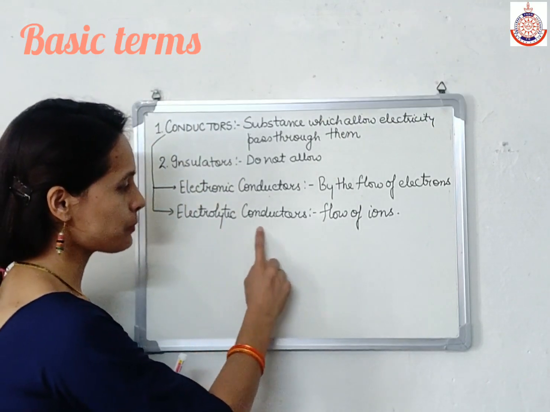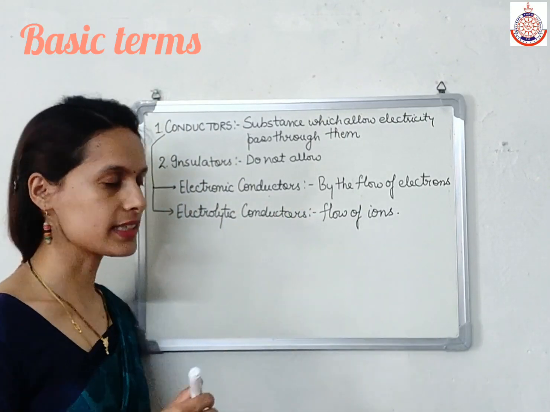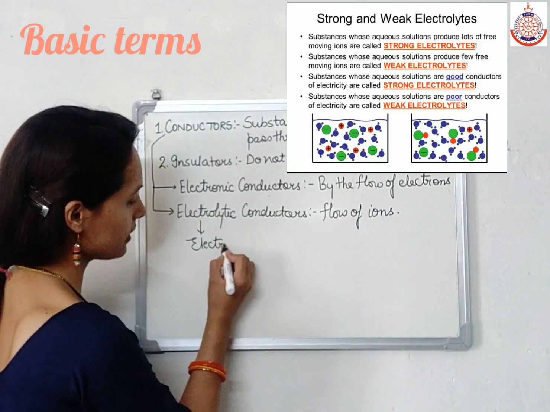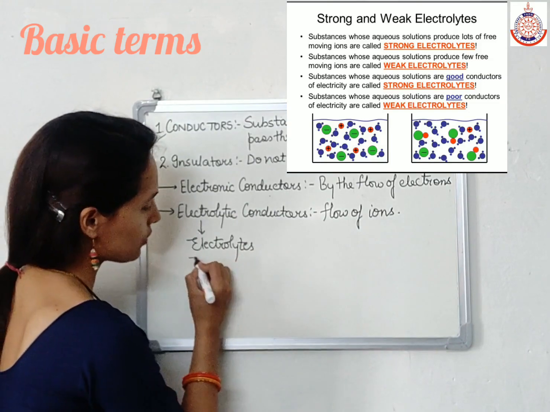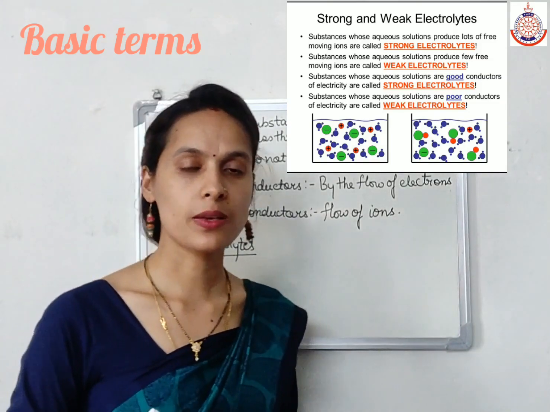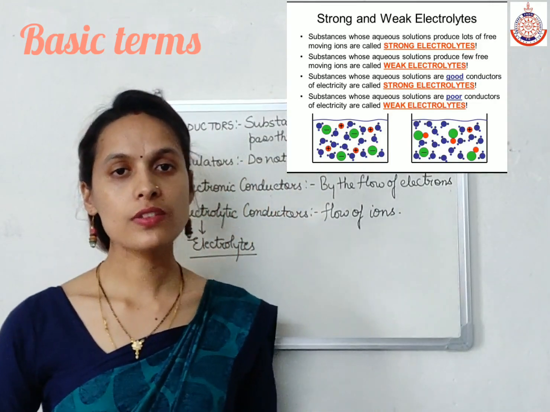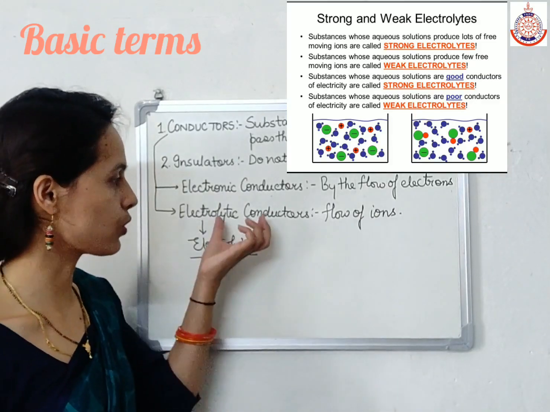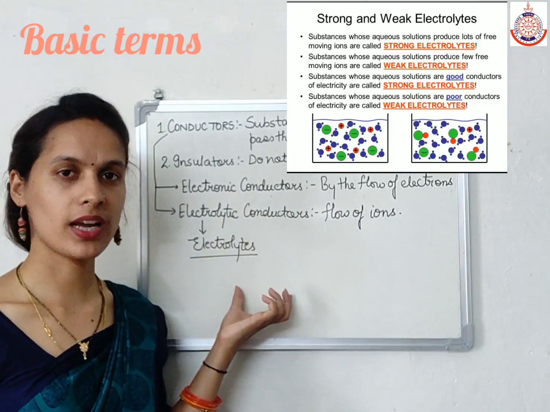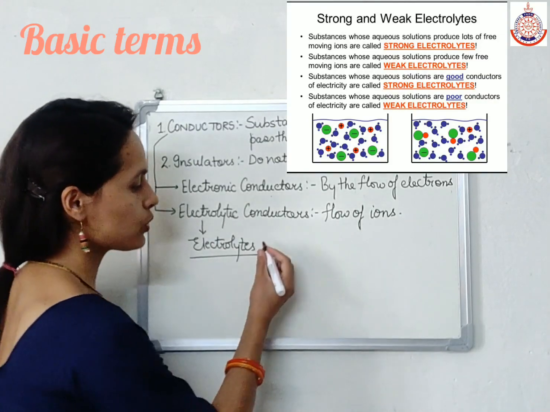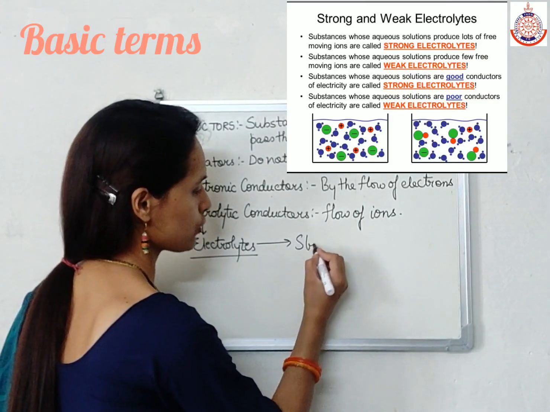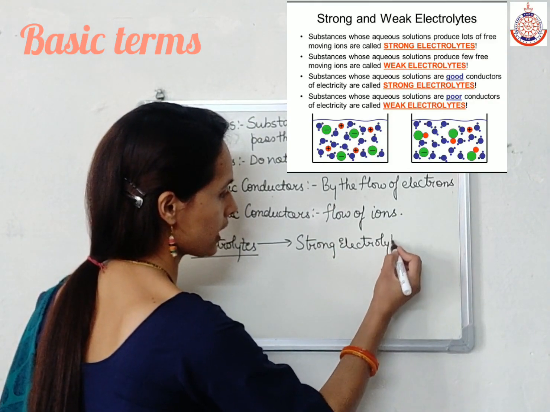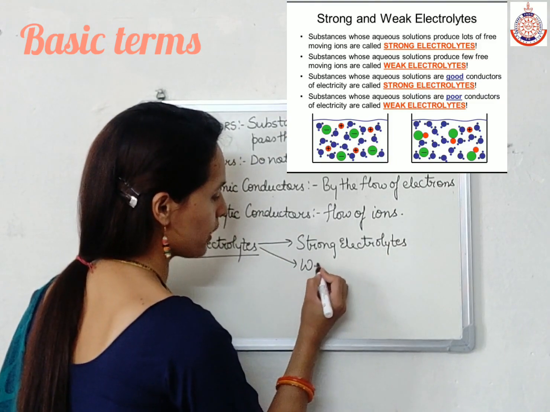Now, the substances which show electrolytic conductivity are known as electrolytes. So what are electrolytes? Electrolytes are those substances in which, because of the movement of the ions, there is a passage of electricity. So the substance which shows electrolytic conductance is known as an electrolyte. We have two types of electrolytes: strong electrolytes and weak electrolytes.